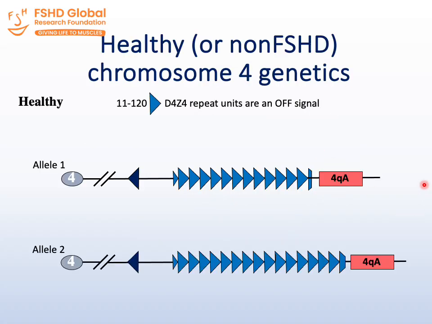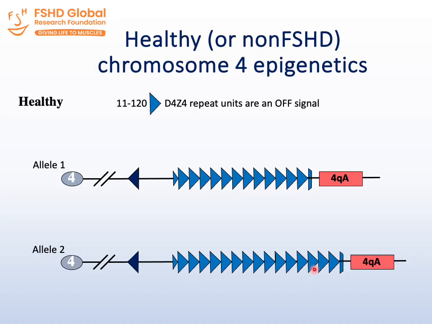So we're going to start out with a healthy situation. So a healthy, or we'll say non-FSHD, chromosome 4 genetics. Those genetics are going to be that you have more than 10 repeats on both of your chromosome 4s. The chromosome from mom, the chromosome from dad. The 2 different chromosomes are just called alleles, if you haven't noticed that yet. And so, this is healthy genetics.